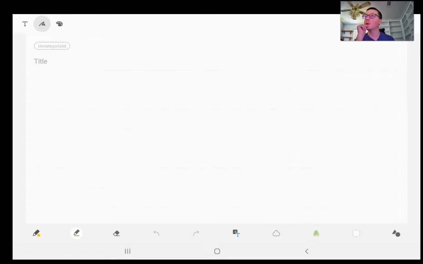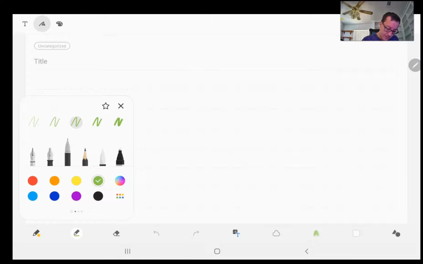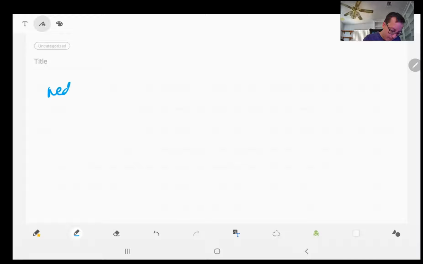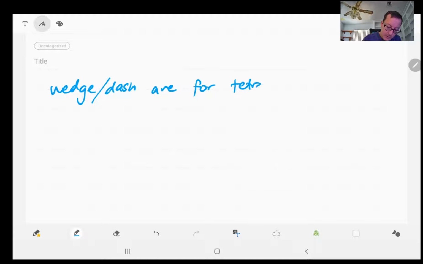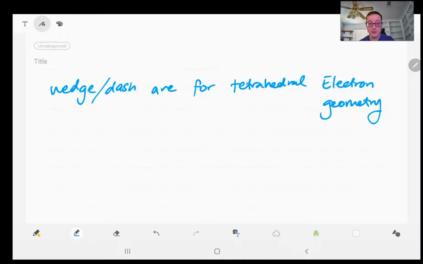So Miriam had a question: how and when we include wedge and dash. So wedges and dashes, these are for tetrahedral electron geometry. And I did have a question about telling the difference, and we'll go over that.